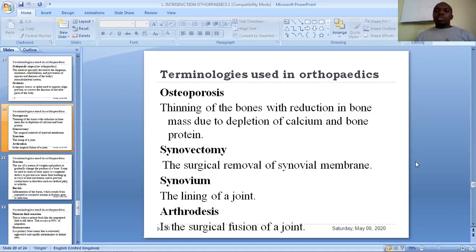The other terminology to look at is synovium. This is simply the lining of the joint. The other terminology to look at is arthrodesis. This is the surgical fusion of a joint. I hope you are able to get a difference between arthrodesis and arthroplasty. Please get the difference there.